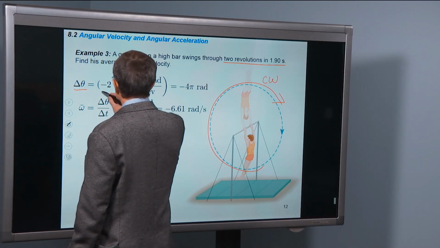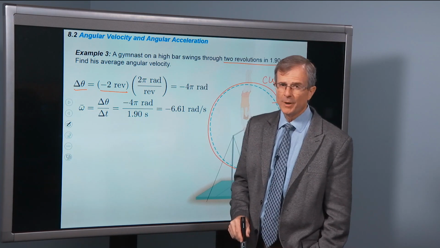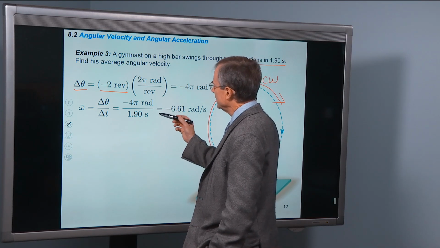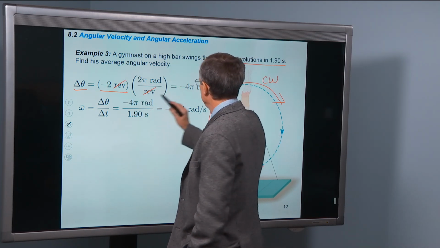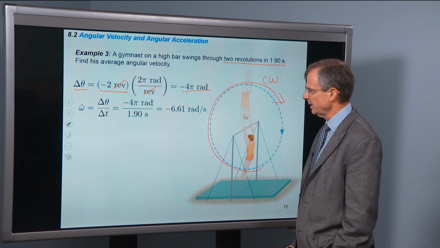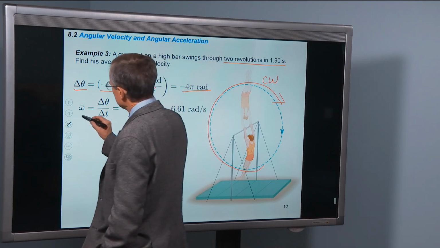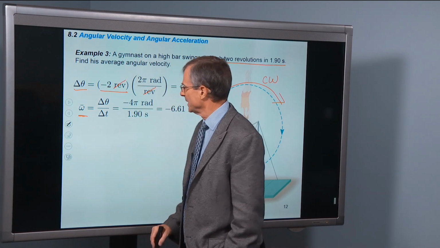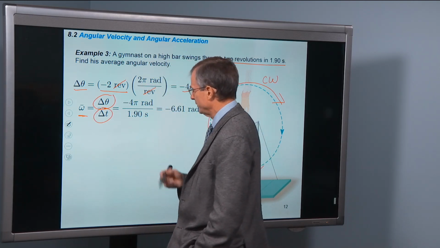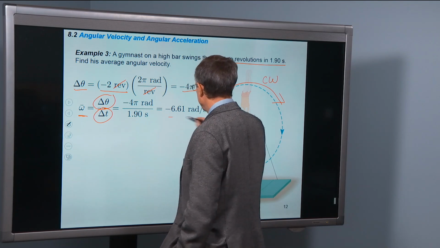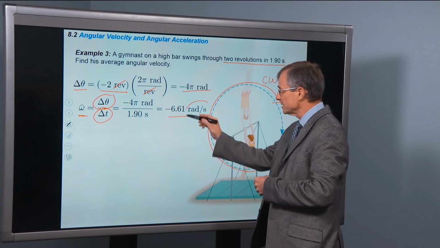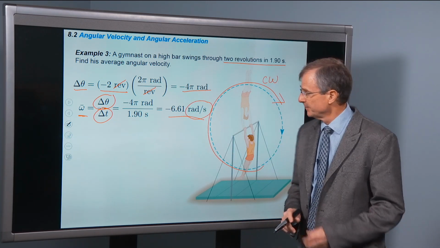So his angular displacement will be negative 2 revolutions because he's going clockwise. And then we need to convert revolutions to radians, 2 pi radians per revolution. And this will give negative 4 pi radians. That's his angular displacement. His average angular velocity is the angular displacement divided by the change in time, the elapsed time. Plug the numbers in, and we get negative 6.61 radians per second. And we've got the right units here, radians per second, for the angular velocity.